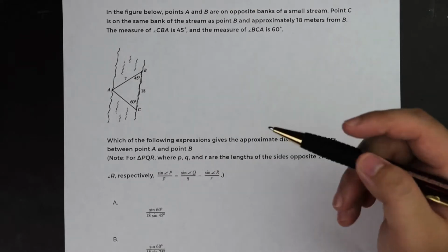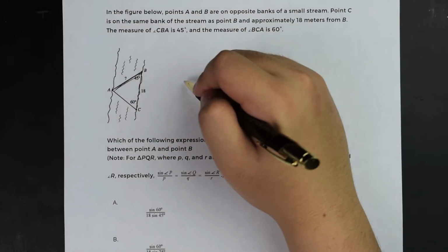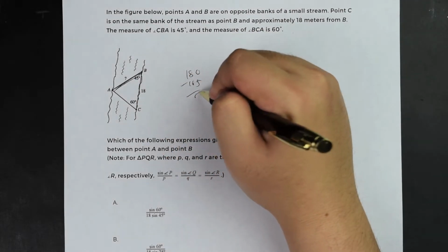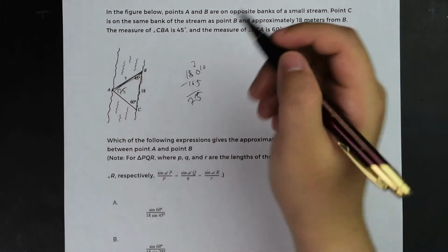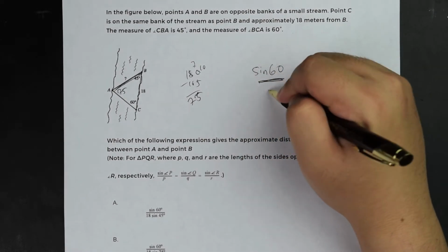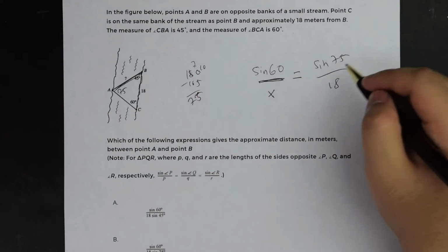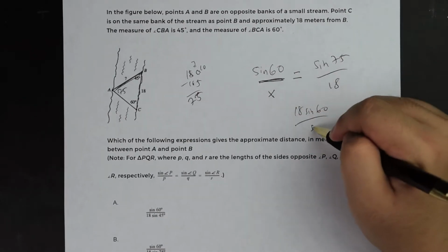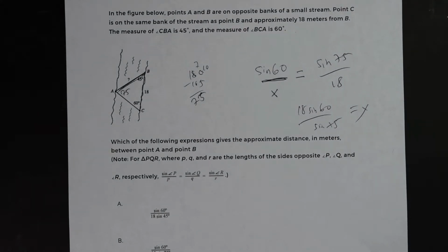Which of the following expressions give the approximate distance between A and B? So they want this. Okay, 60 plus 45 is 105, 180 minus 105 is 75. So sine 60 over x is going to equal sine 75 over 18. So 18 sine 60 over sine 75 equals x. So for number 9, my final answer is going to be E.